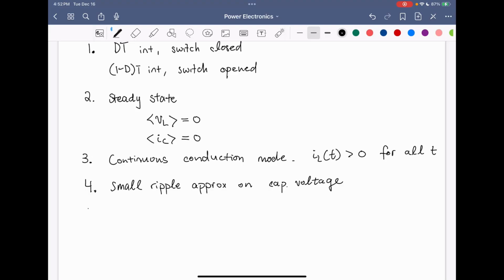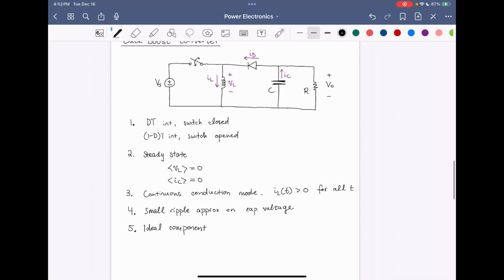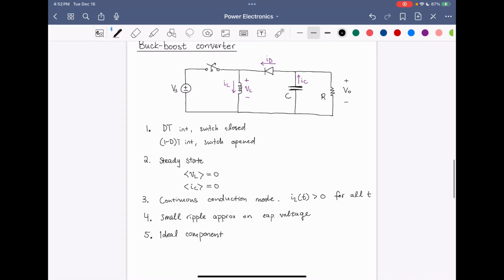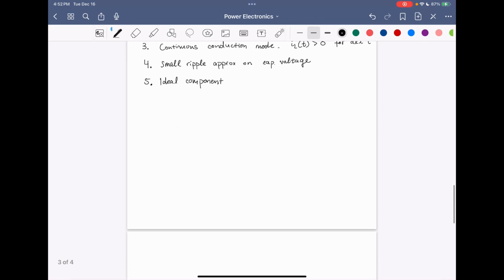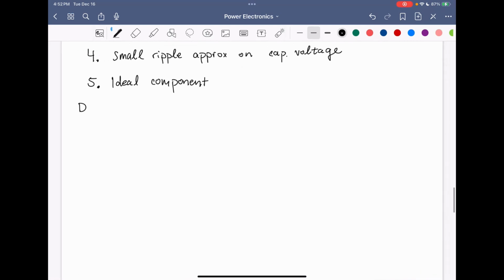The last assumption we're going to make is that we're using ideal components. And this just means that the input power supplied by the source voltage Vs is equal to the output power delivered to the load resistor. So to start our analysis, we want to examine the inductor voltage during the DT interval and during the D'T interval. So let's start by drawing the circuit in the DT interval.